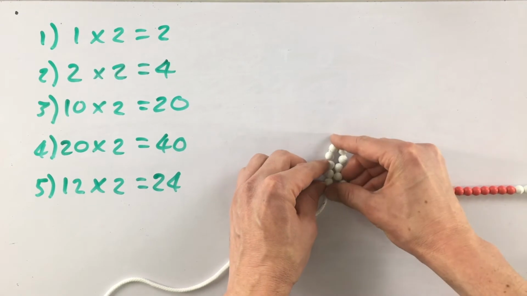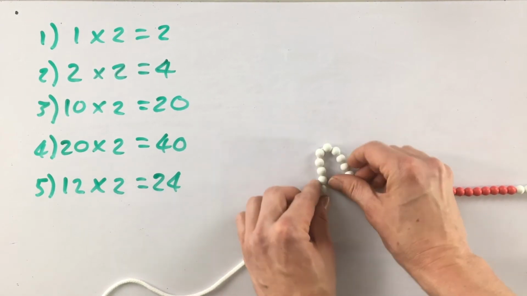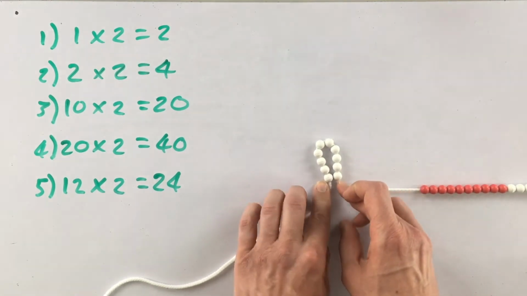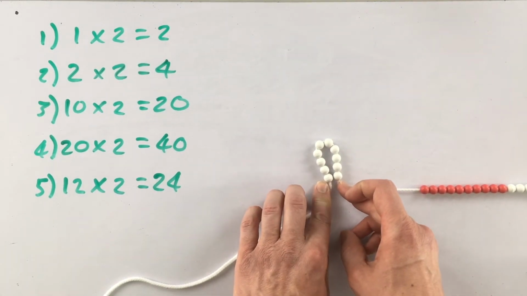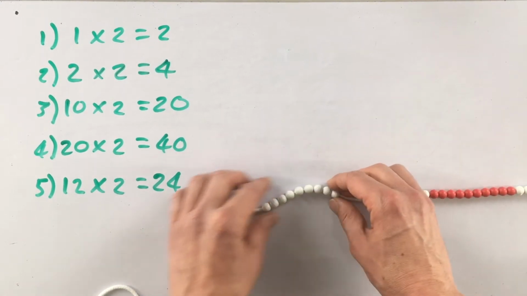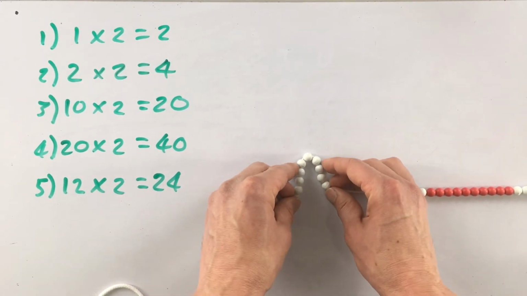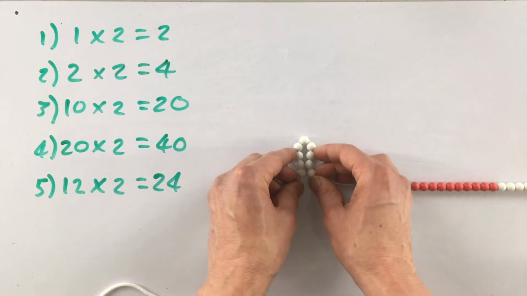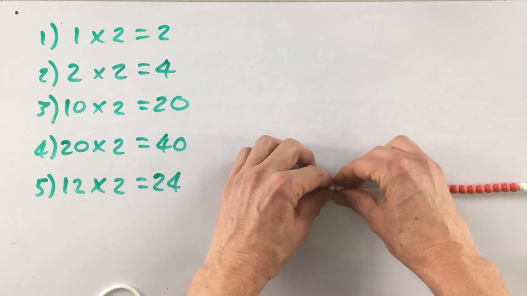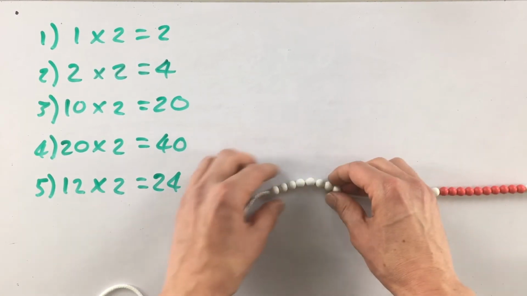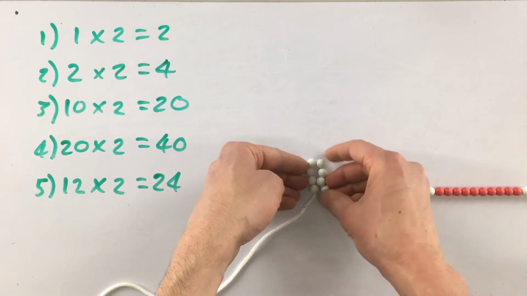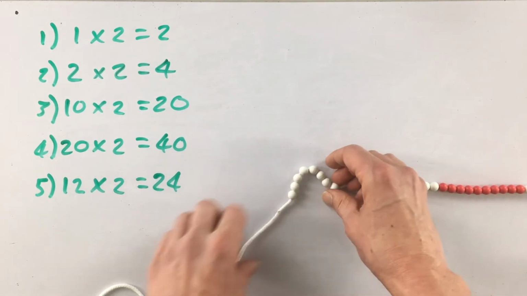So if we've got 5, 1, 2, 3, 4, 5, and we double that, 6, 7, 8, 9, 10, we actually get 10, but we want a number less than 10. Let's take one bead off and see what we get. If we halve this, we can't quite get a whole number. So we get rid of one more, and now we can see that 2 times 4 is 8. 1, 2, 3, 4, 5, 6, 7, 8.